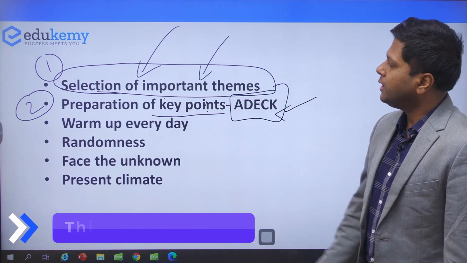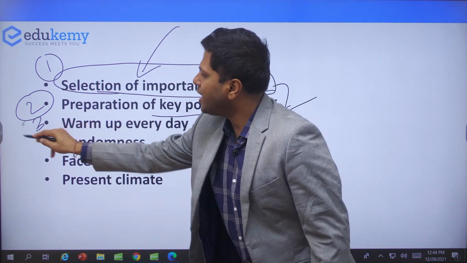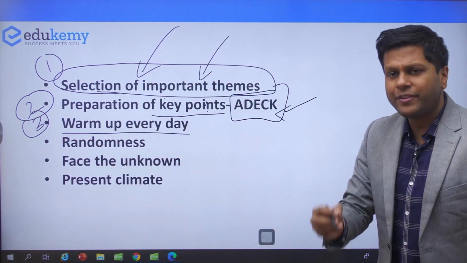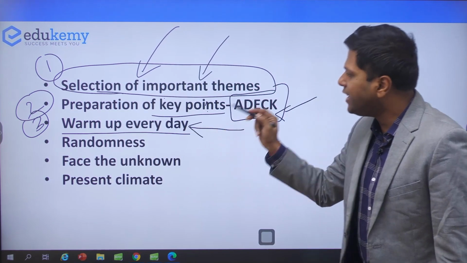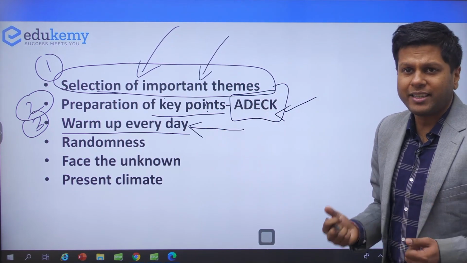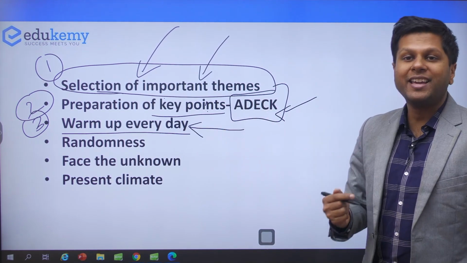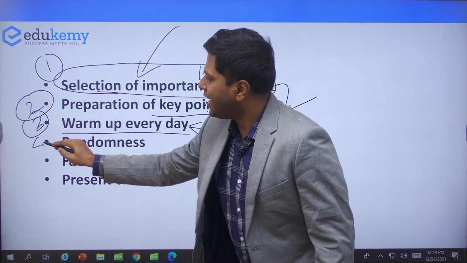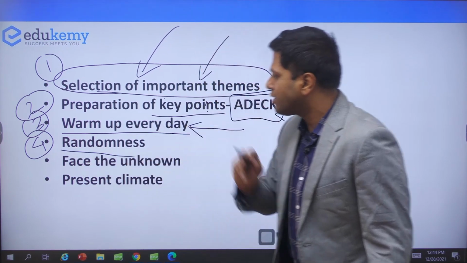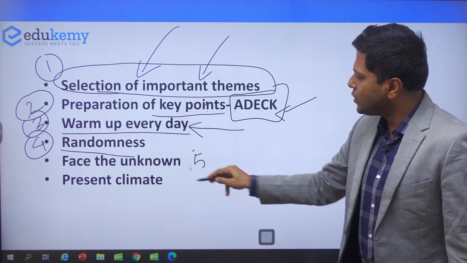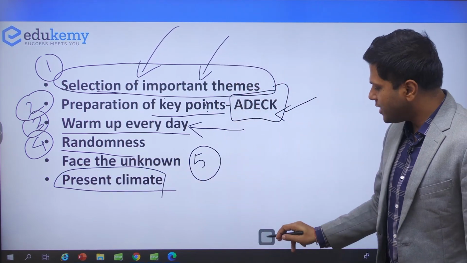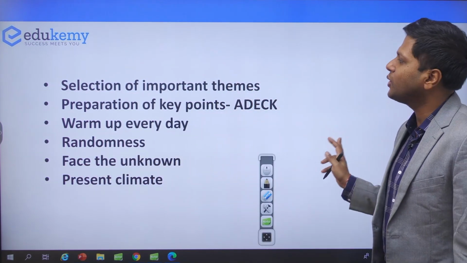The third one is warming up every day. One month, one week, or even on the day of examination, you have to warm up every day. Just as we warm up the body before exercise, you have to warm up for the exercise of examination also. And then you also have to try randomness, face the unknown alongside, and also deal with the present climate. What climate is this? We will deal with it in a short while.